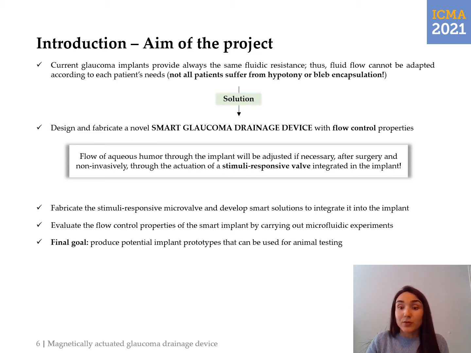Very important parts of this project are to fabricate the stimuli responsive valve, which is a magnetically actuated microvalve in our case, and develop smart solutions to integrate this valve into the implant. Another step is to evaluate the flow control properties of the smart implant by carrying out microfluidic experiments. And our final goal will be to produce potential implant prototypes that can be used for animal testing later on.